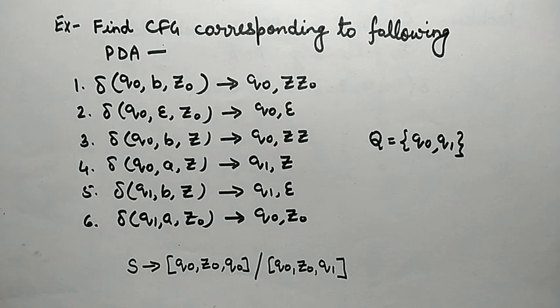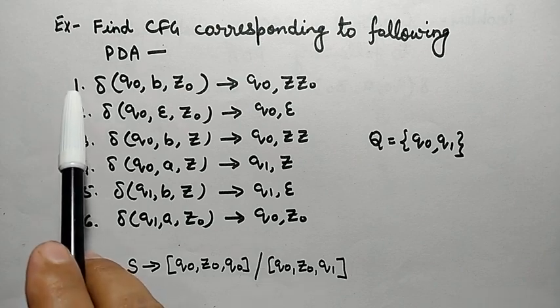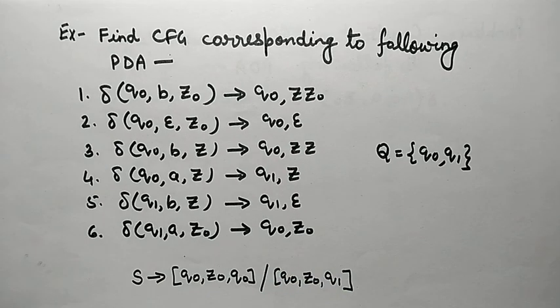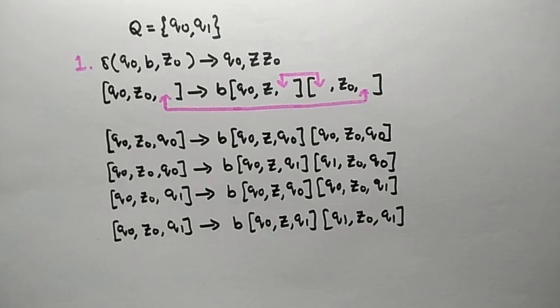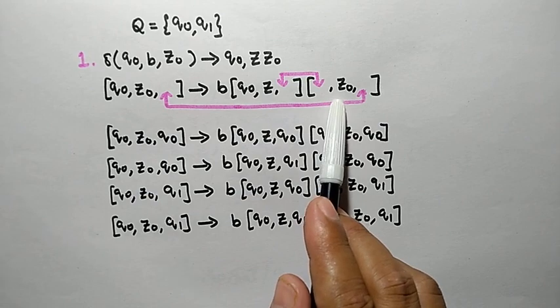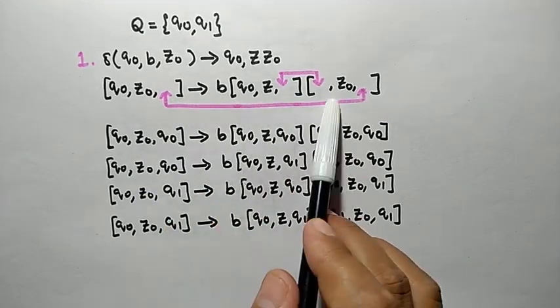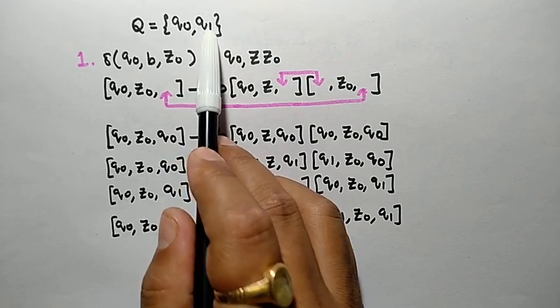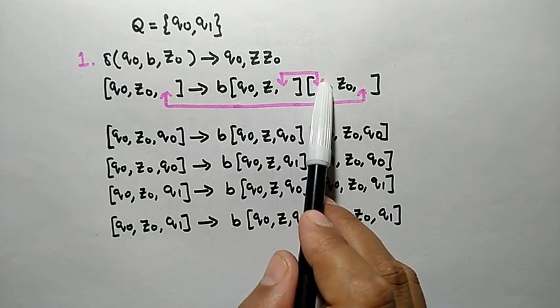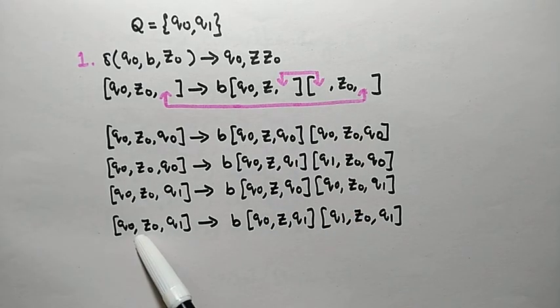And now we will write the production rules corresponding to each of these transition rules. Our first transition rule is Q0 B Z0, Q0 Z Z0. The production rules corresponding to this transition rule will be of the form Q0 Z0 to B Q0 Z Z. And these blank spaces will be filled by these 2 states Q0 and Q1, and we will make all the possible combinations keeping these 2 states same and these 2 states same. So we will get these 4 production rules corresponding to this transition rule.